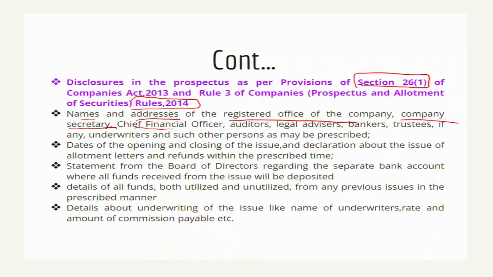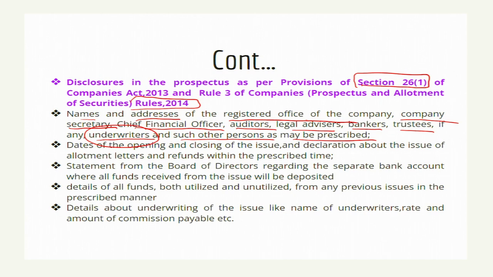And chief financial officer, auditors, legal advisors, bankers, trustees, if any, underwriters and such other persons as may be prescribed. So, for every person who acts on behalf of the company, their disclosure is required in the prospectus. Whether you act as an advisor, a legal advisor, auditor, financial officer, company secretary or underwriter. Underwriters are basically such persons who take the undertaking for the success of the issue.